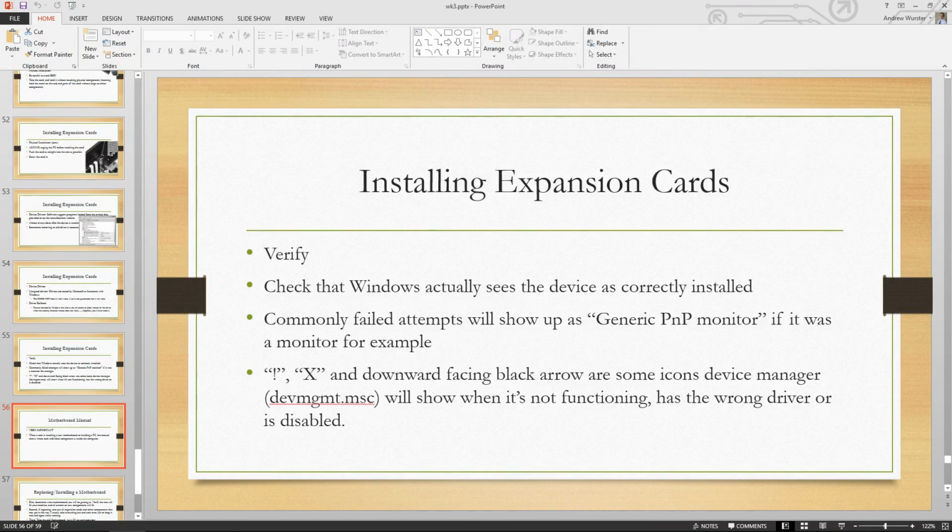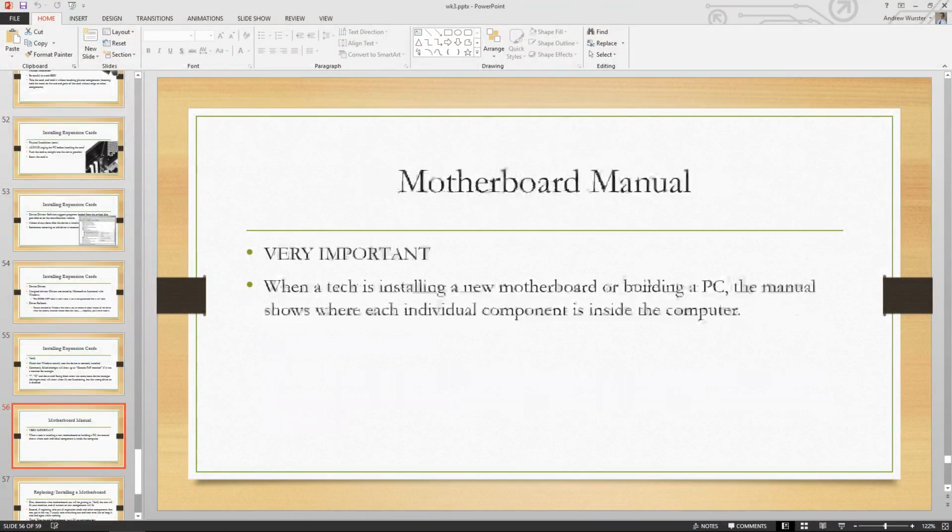So, definitely read this before you even start putting the motherboard in, or if you bought it as like a pre-built thing, make sure you read this. It's just nice because when you actually need to work on it, you already know where everything is. So it's nice to know before you need it.